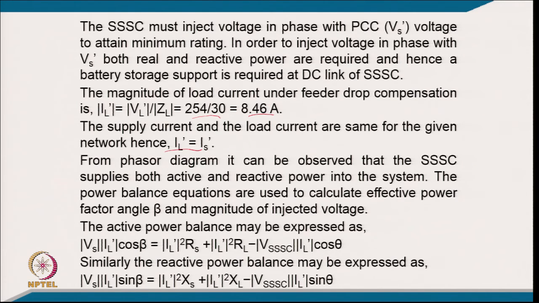From the phasor diagram it can be observed that the SSC supplies both active and reactive power to the system. So, power balance equations are used to calculate the effective power factor angle beta and the magnitude of the injected voltage. For phase active power balance we have VS IL cos beta, that is the power on the PCC grid side, and this is the power consumed by the source impedance, the load impedance, and the power injected by the compensator. Similarly, for reactive power balance, we have the reactive power at the grid side, the reactive power consumed by the source impedance, the reactive power consumed by the load, and the reactive power injected by the compensator.